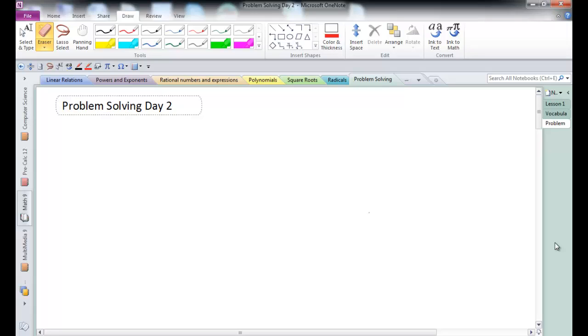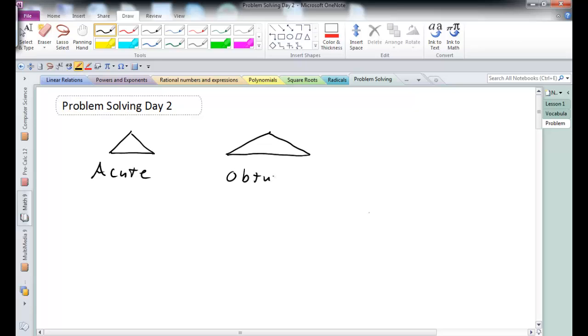We'll look at 5 types of triangles. An acute triangle has 3 sides of different lengths and all the angles are acute. Let's see if I can draw one, something along those lines. An obtuse triangle has 3 sides of different lengths and one obtuse angle, something like this. Remember, acute is less than 90 degrees and obtuse is more than 90 degrees.